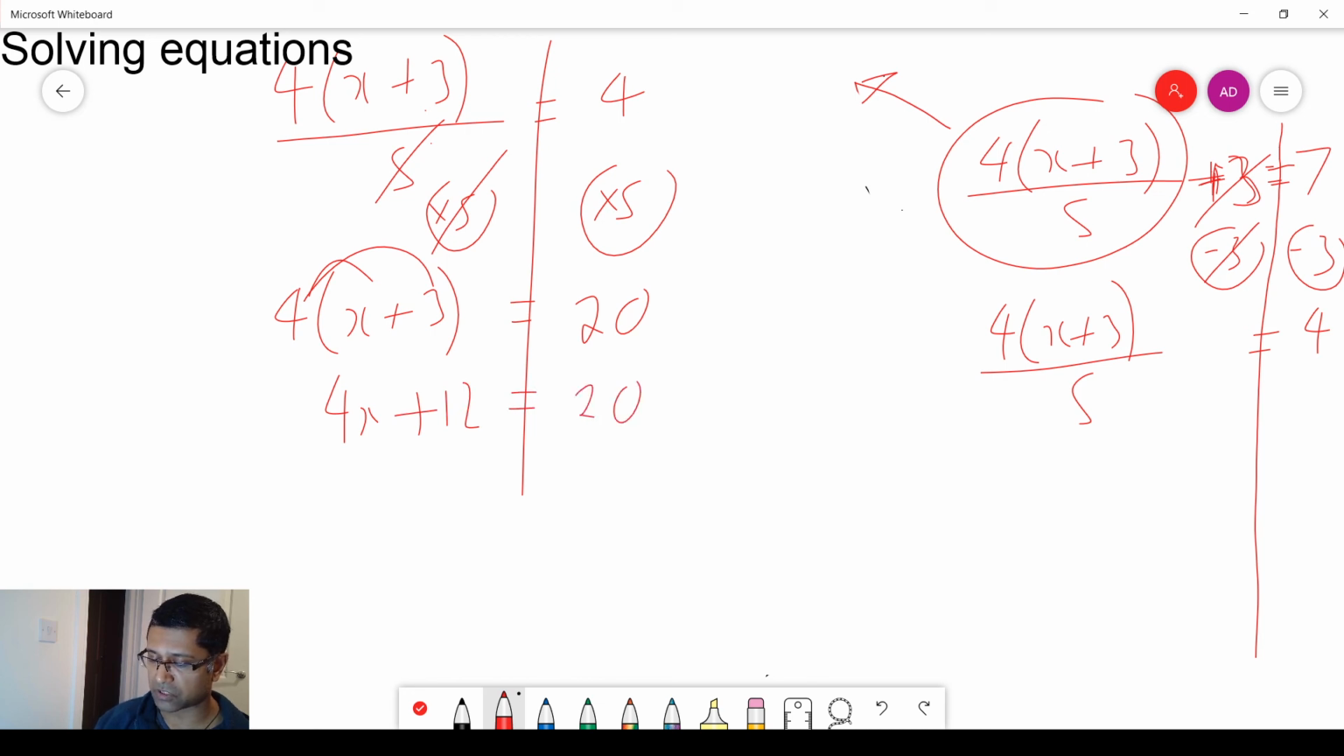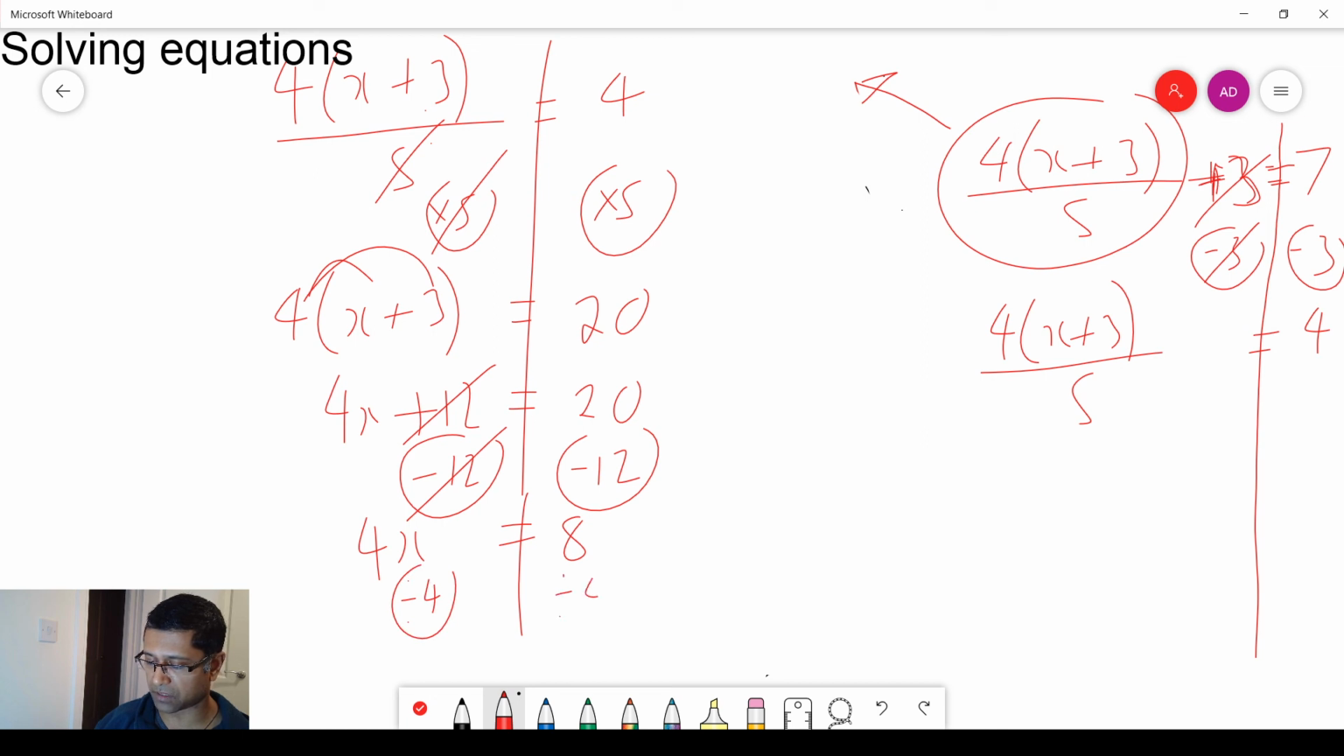To get rid of plus 12, take away 12. Do the same on the other side. So you're left with 4x. 20 take away 12 is 8. To get rid of times by 4, divide by 4. Do the same on the other side. So you're left with x is equal to 2.